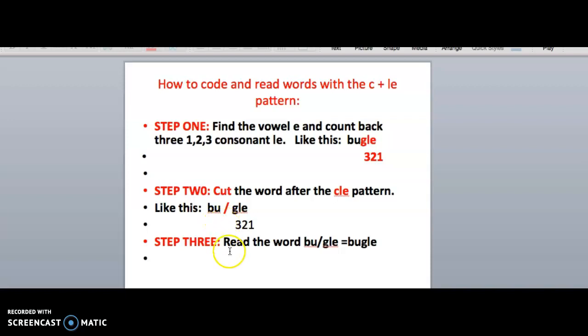So step 3 is to read the word. On this part, I see the U is at the end. When our vowel is at the end of our word, our vowel will say its name because it is open. So when the vowel is open, it says its name. So I know my U is going to say U. And now I read my word. Bugle. Boys and girls, remember, when we see an E at the end of a word, it is silent. So that's why my word says bugle.